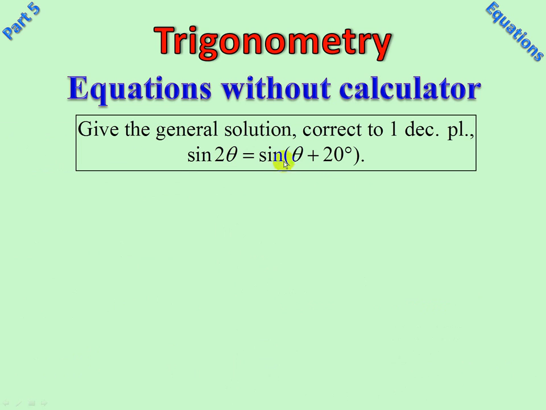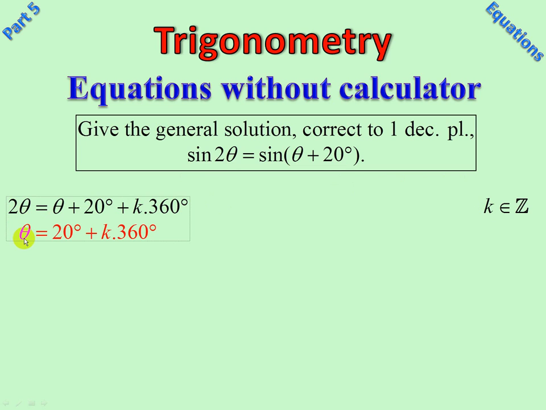Right, let's look at a sin. Sin 2 theta equals sin theta plus 20. That means first quadrant, that equals that, or second quadrant, that equals 180 minus that. So let's look at the first quadrant. 2 theta equals theta plus 20 plus K 360, K element of Z. Theta across to the other side, we end up with theta equaling 20 degrees plus K 360. There is your first answer.